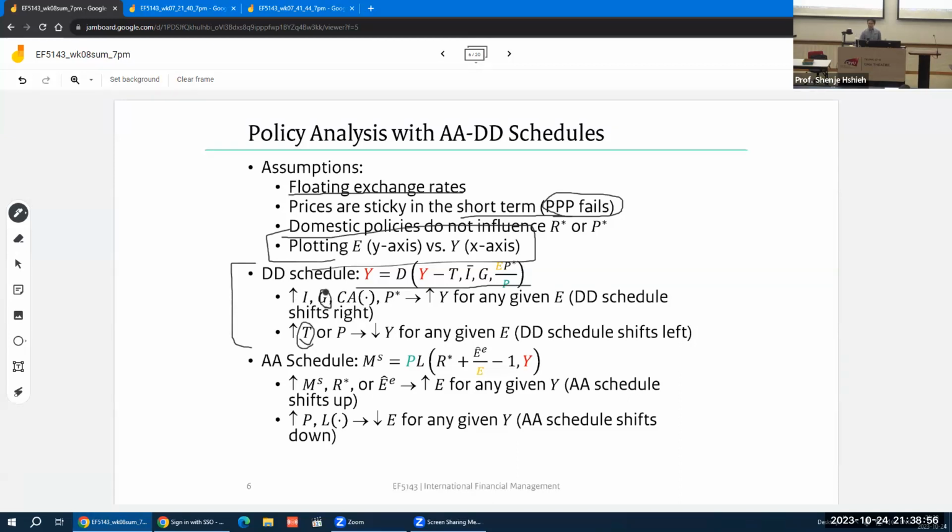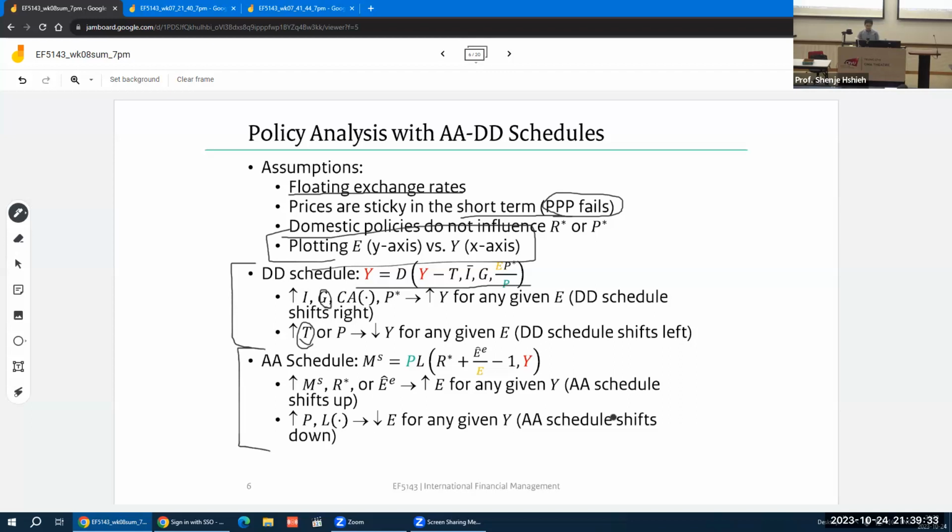G just means increased government spending, like making investments to build the internet, for example. For T, usually we think about tax cuts, so going the opposite direction. But in either case, increasing government spending or cutting taxes will lead to an increase in output for a given E. So the logic here is you fix E, and if you change a parameter, you conclude whether Y increases or decreases. If Y increases, the DD schedule shifts to the right. If Y decreases, then the DD schedule shifts to the left.